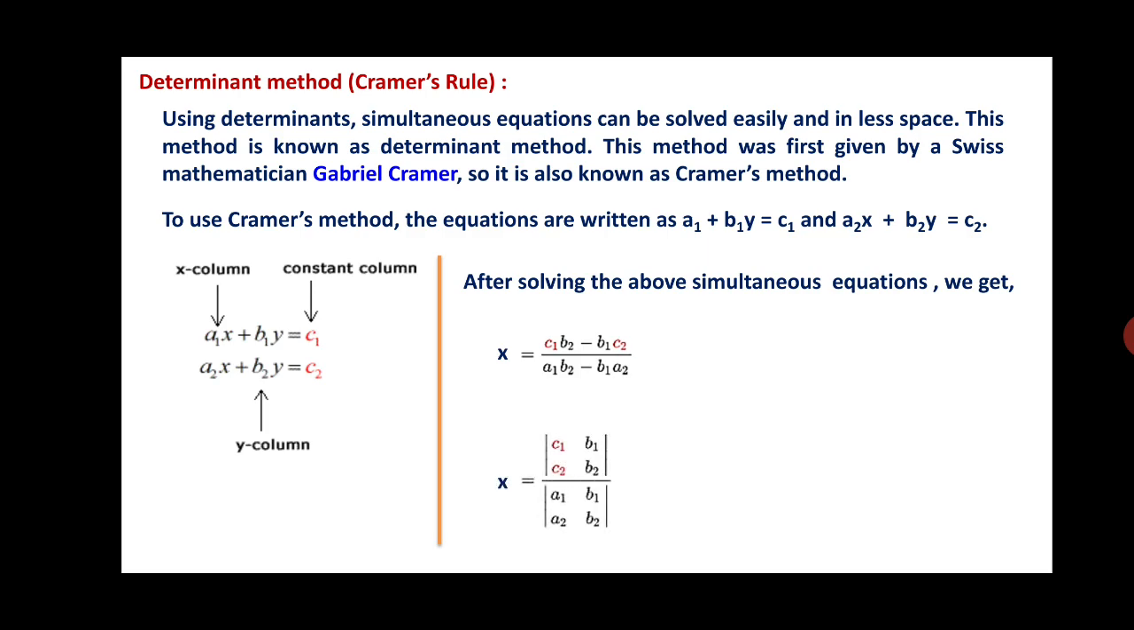Therefore you can write that c1 b2 minus b1 c2 is nothing but the determinant within two bars of c1 c2 and b1 b2, whereas the denominator a1 b2 minus b1 a2 is nothing but the determinant of a1 a2 b1 b2. Now y is equal to a1 c2 minus c1 a2 divided by a1 b2 minus b1 a2. So y can be written as the determinant of a1 a2 c1 c2 over the determinant of a1 a2 b1 b2.